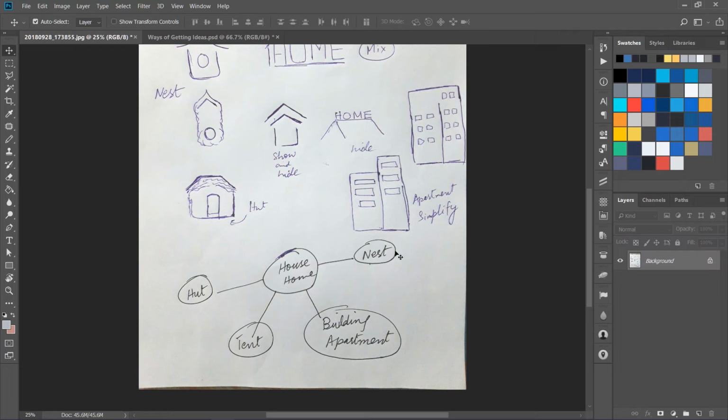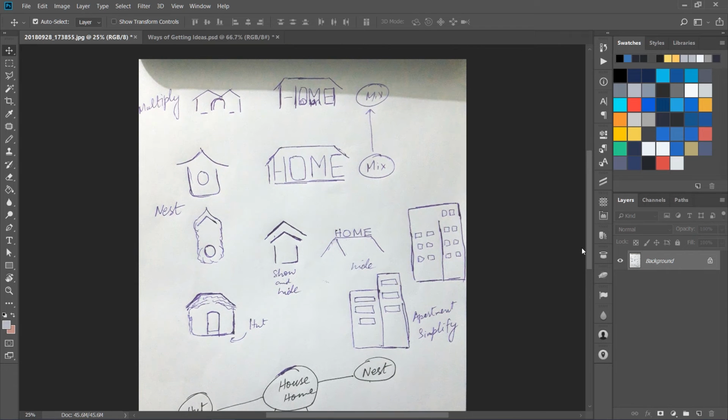Either it could be a nest, because we're going towards the birds area. It could be a building or apartment, and it could be a tent to live in, and it could be a hut if we go a bit old times or maybe something like that. So from all these ideas, I try to do different sketches over here.